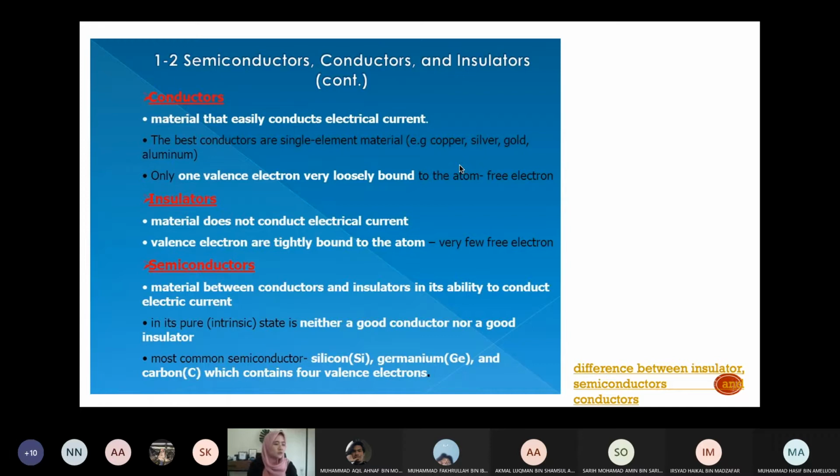This one is just a repetition, I think you already know. The difference between conductor, insulator, and semiconductor. A conductor is a material that easily conducts electrical current. Examples of a conductor are copper, silver, gold, and also aluminium. An insulator is a material that cannot conduct electrical current, while a semiconductor is a material between conductor and insulator. So it is neither a good conductor nor a good insulator. The most common semiconductors are silicon, germanium, and carbon, which contain 4 valence electrons.